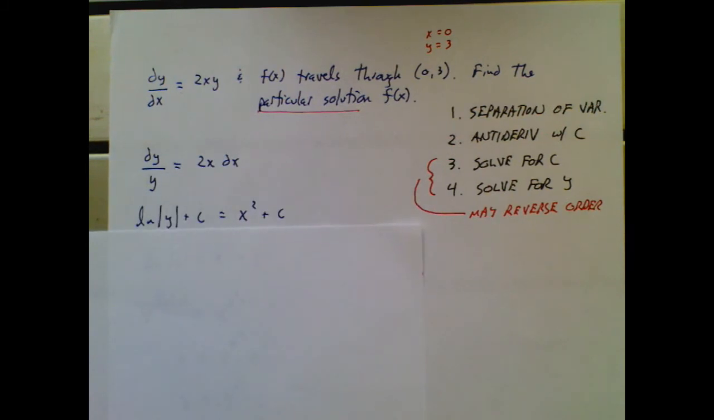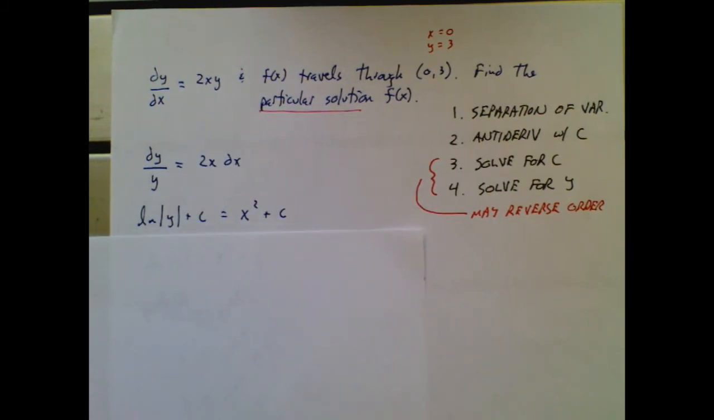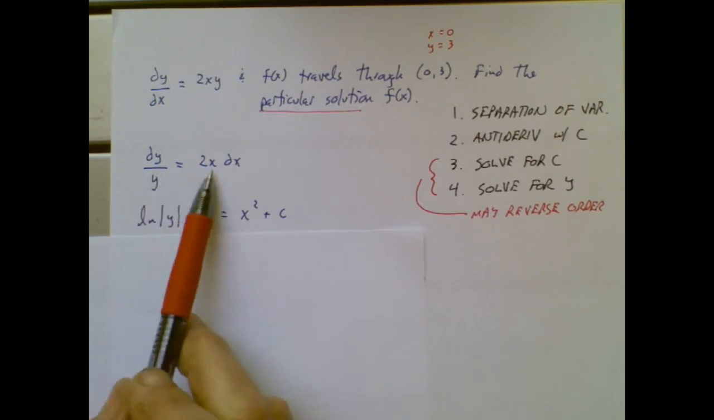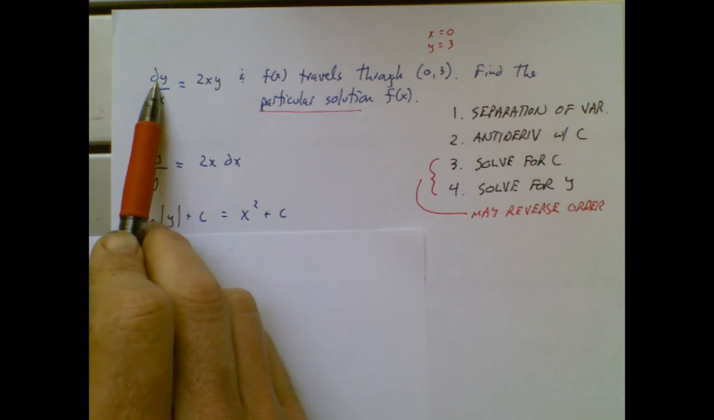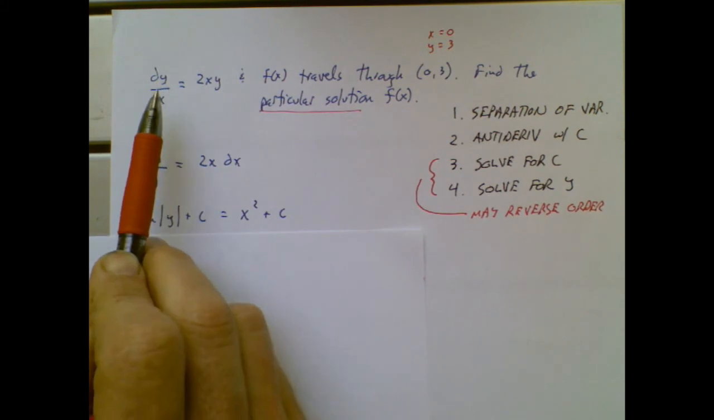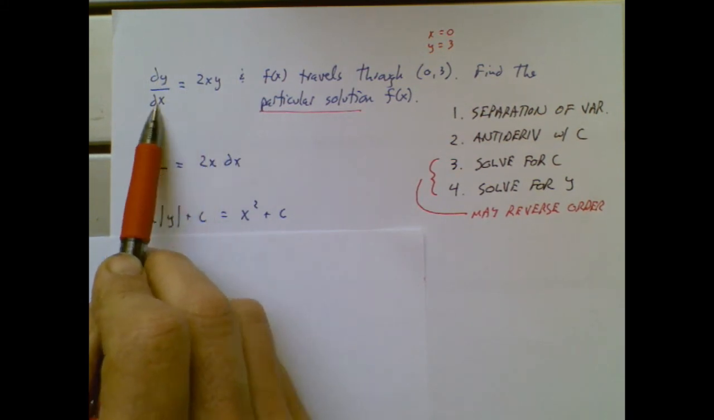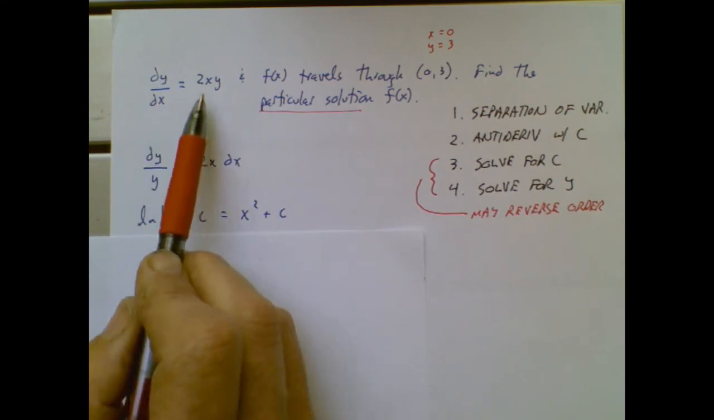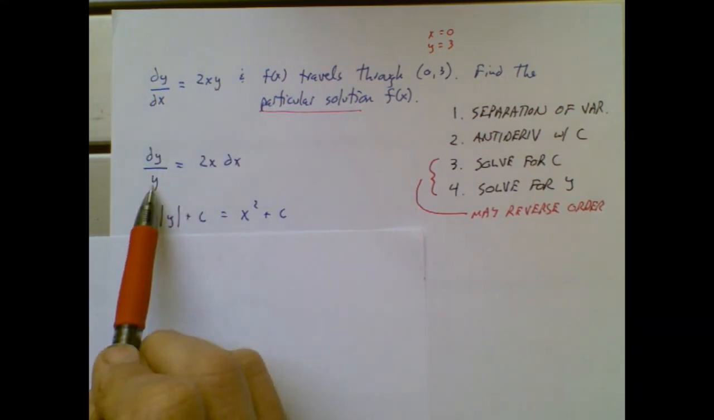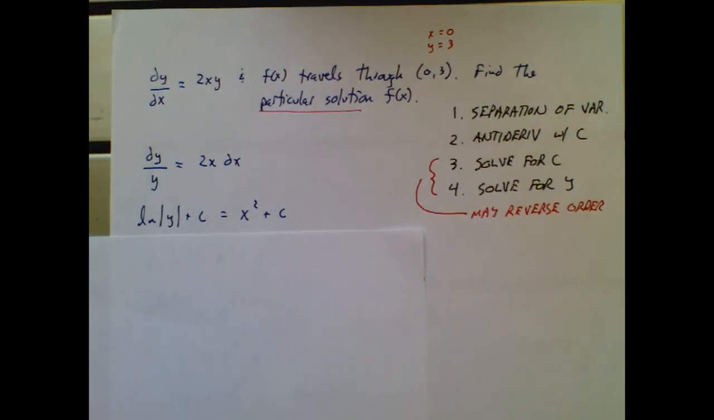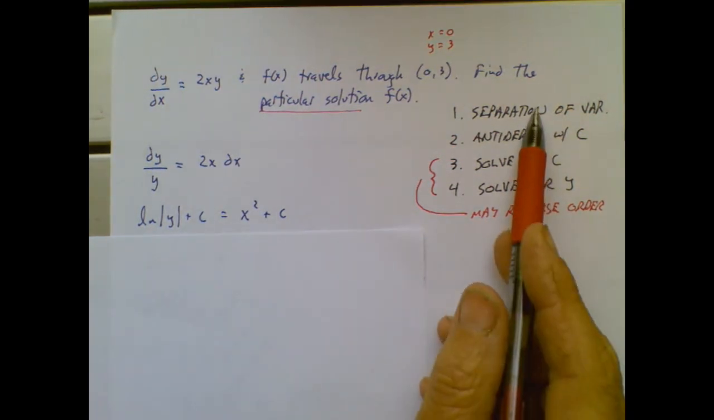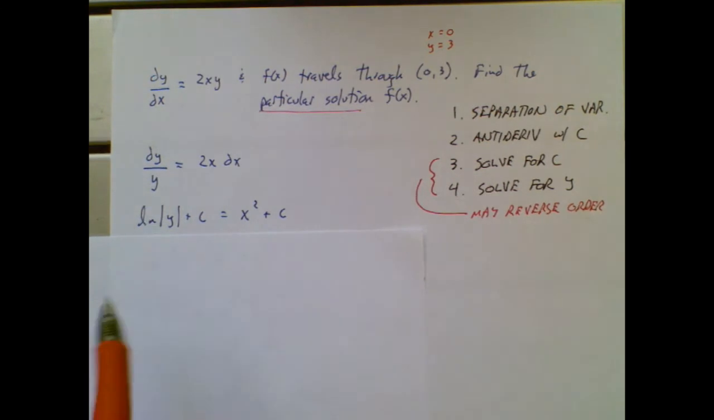So I'll unveil some steps here. The very first step is separation of variables. This y wants to hang out with that. This dx and 2x want to hang out together. So by algebra, the y and the dx, they move. It's a little bit of a racket going on here, huh? So I've done the separation of variables. Now I do the antiderivative.